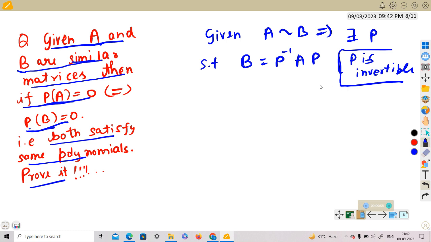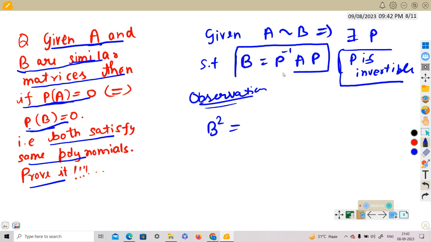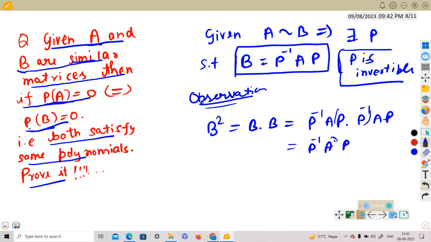Okay. First of all, we will see some observations. Let's do some observation before the proof. What is B square? This is equal to B into B. This is equal to P inverse AP dot P inverse AP, and this product will be identity. This will be P inverse A square P.